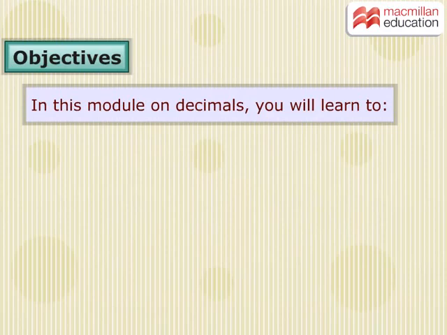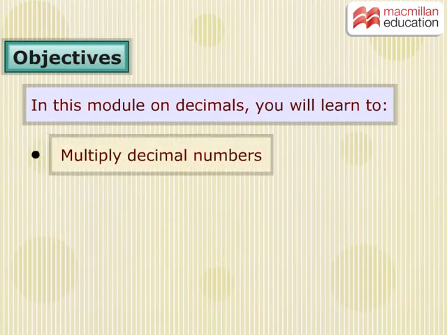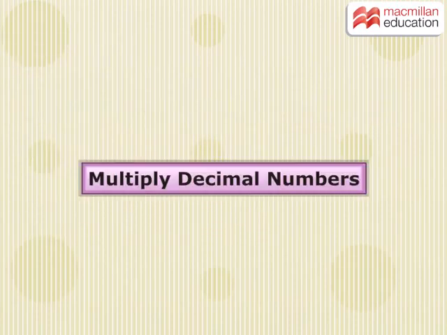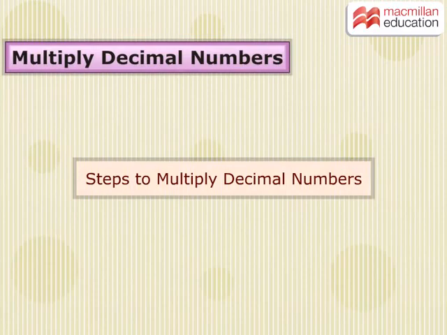In this module on decimals, you will learn to multiply decimal numbers with 10, 100, 1000, etc. What are the steps to multiply decimal numbers?